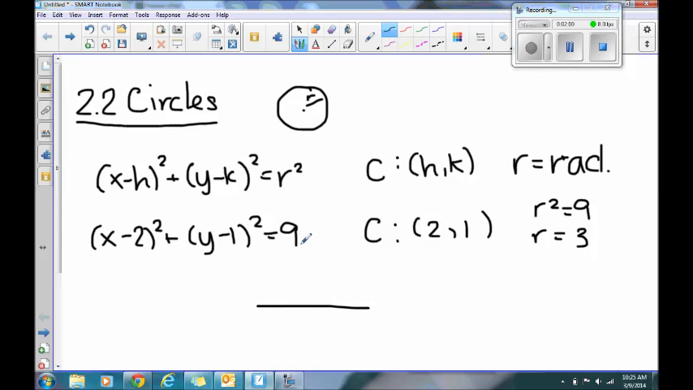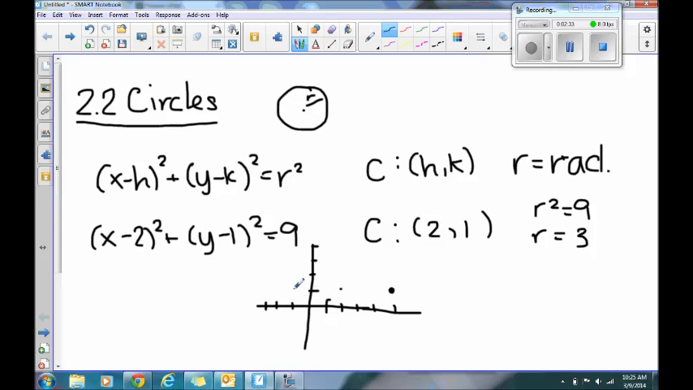If I want to sketch a graph of a circle, if I know where its center is and I know what its radius is, then I can start at the center and go from there. So understand that the point (2, 1) is not officially a point on the graph. The graph is the set of all points that are 3 units away from that point. But if I think of this as my starting point, then I can go 1, 2, 3 units in any direction and be on my circle.